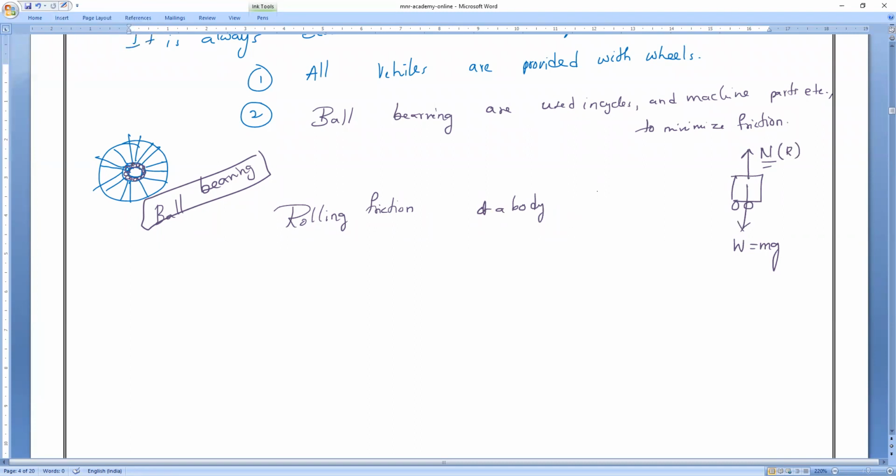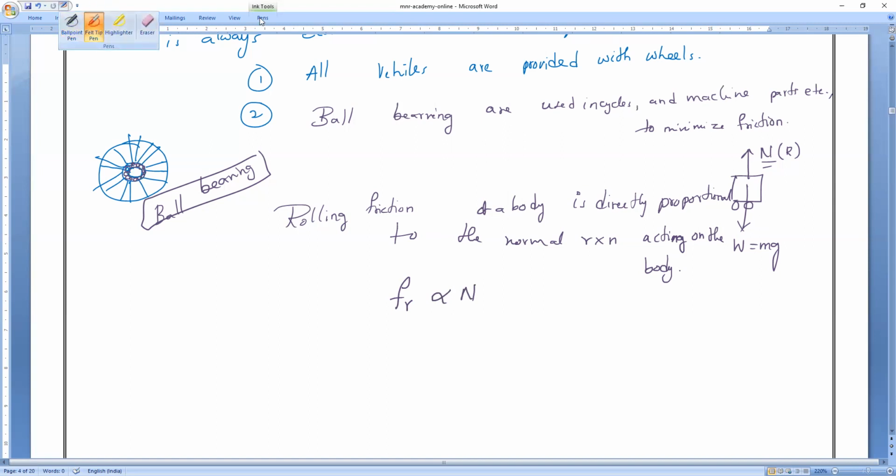Sir, are all the frictions directly proportional to it? Yes. Rolling friction of a body is directly proportional to the normal reaction acting on the body. Okay, everyone, all of you? From that I can say rolling friction, so I can take F_R, rolling friction, is directly proportional to N.